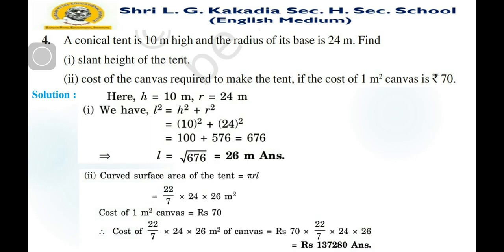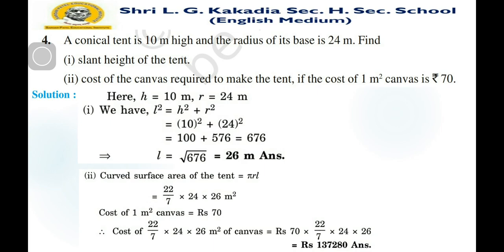Now the curved surface area of the tent is equal to pi r l. Now let me put the values of the given terms in this formula: 22 by 7 into 24 into 26 meter square. After cancelling 7, we can find the curved surface area of this tent.